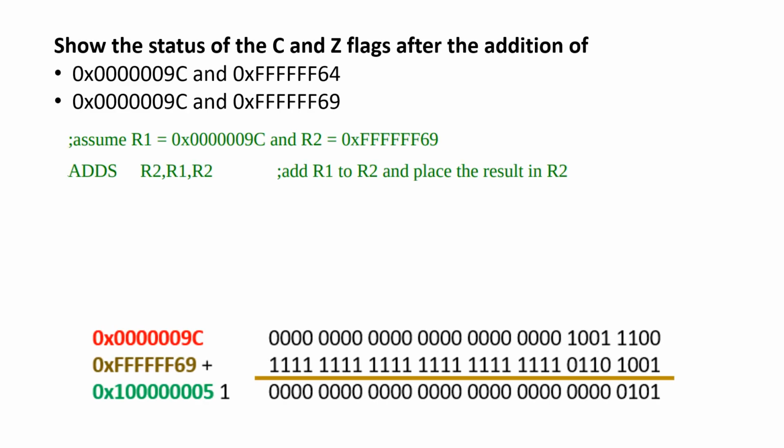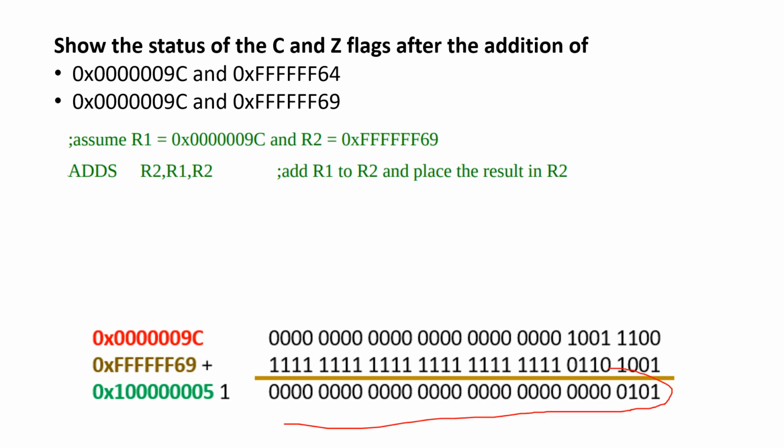The 32 bits that were there turned to 0 in the previous example. Okay, let's see another example. Let's say the second one. I try to add 0x0000009C and 0xFFFFFF69. When I try to add them, now see this result that comes.